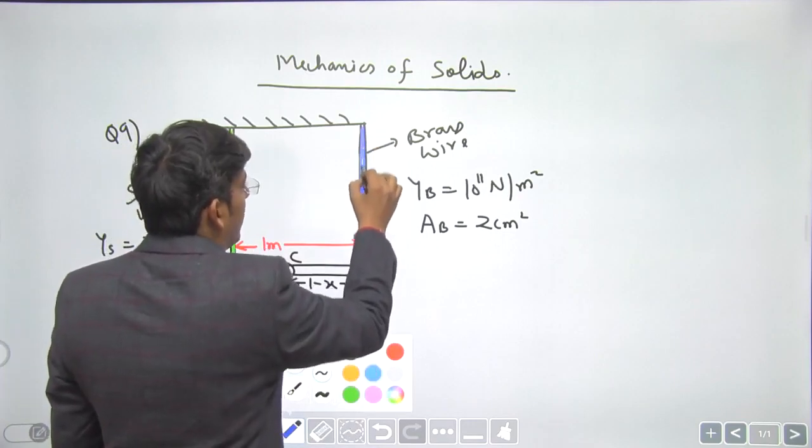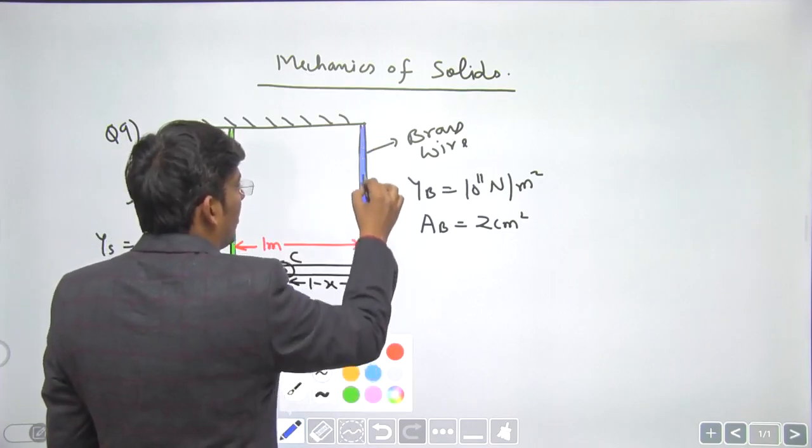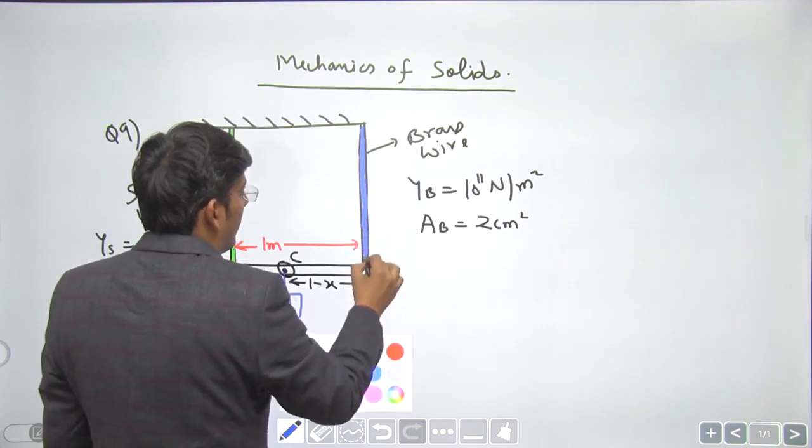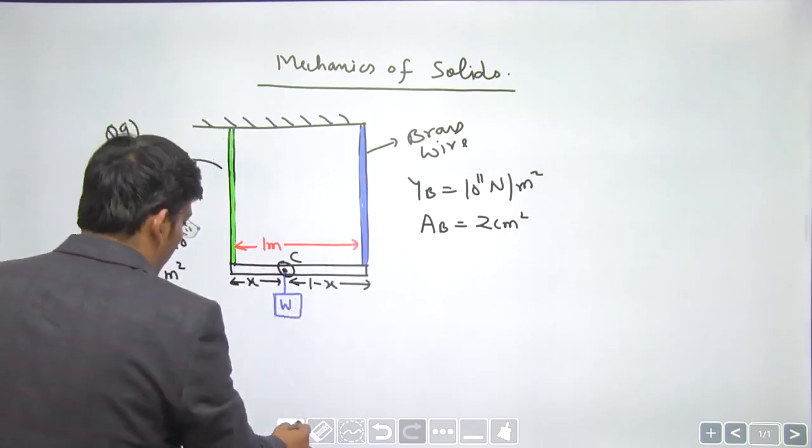Okay, I'm enjoying filling the color in these threads. So okay, one is the green thread, other one is the blue thread, right dear students?